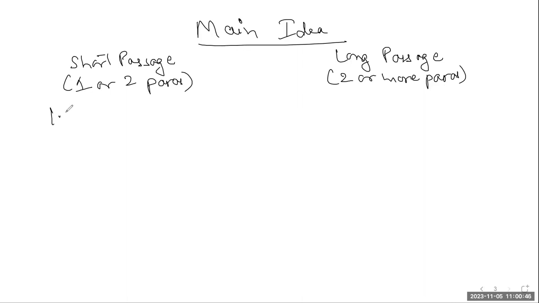Now see, if you want to find out the main idea and the passage is a short one, because it's a short passage, the author does not have much time. So he will not talk about different kinds of things, or give you any extraneous information. He will straight away come to the point. So if you want to find out the main idea, you should focus on the first 2-3 lines of the passage.